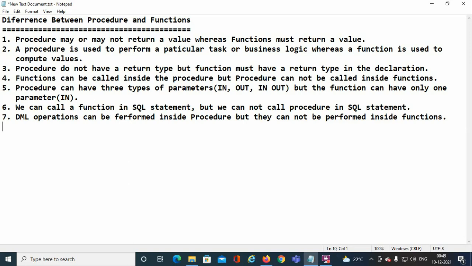So today I just explained these differences. That's all for today, and I will come with another session with a new topic.